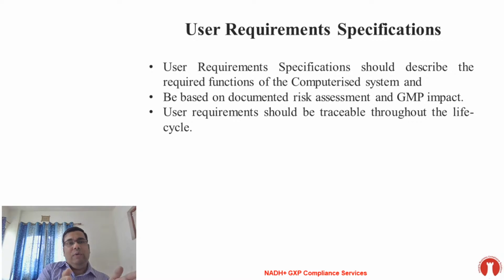But it's a very clear requirement that URS should be traceable throughout the life cycle of the software or computerized system, and it should be based on the risk assessment and the GMP impact. How much impact it is having on the GMP.